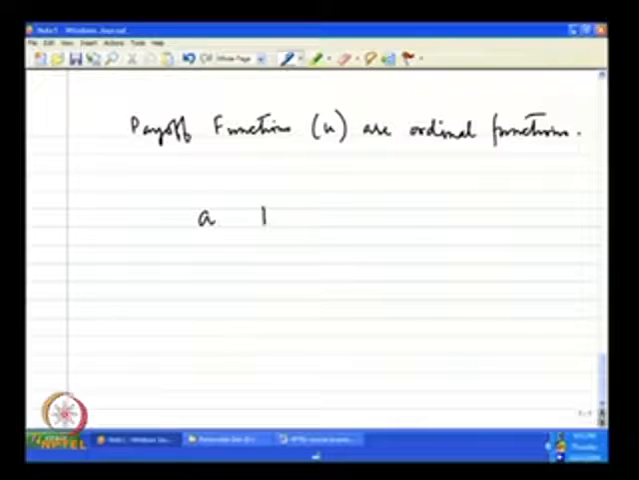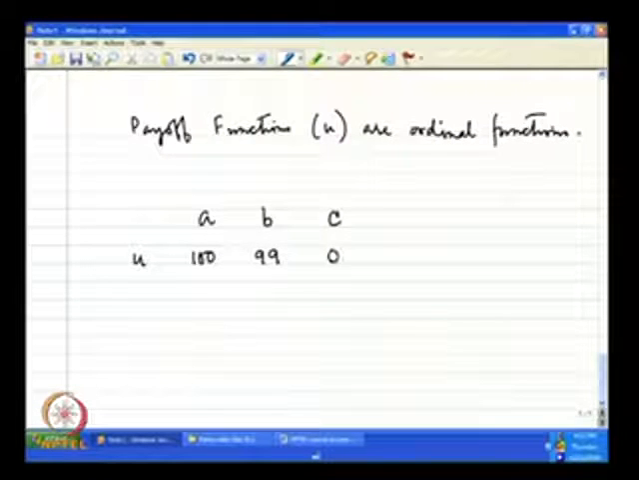So, let me give you an example. Suppose there are three actions, A, B, C, and if I apply U to them, that is, if I take UA, UB, UC, the numbers that I get are 100, 99, and suppose 0. Now, from this it is obvious that the best action for the individual is A, the second best is B, and the last is C, because 100 is more than 99, 99 is more than 0.